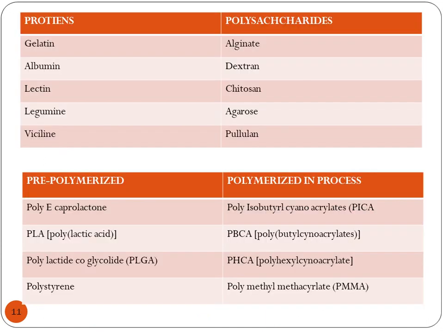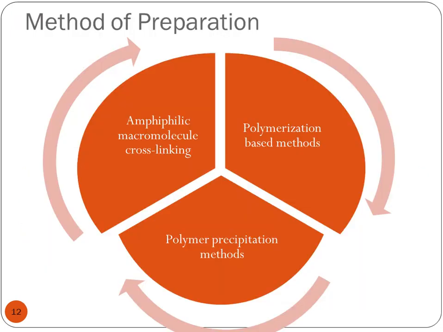Like in proteins, we talk about gelatin, albumin, lecithin, legumin and vaseline. In polysaccharides, we talk about alginate, dextran, chitosan, agarose, pullulan. And in pre-polymerized, we talk about poly-ε-caprolactone, PLA, PLGA, polystyrene. In polymerized in process, we talk about PICA, then PBCA, PSCA, and polymethyl methacrylate, PMMA.